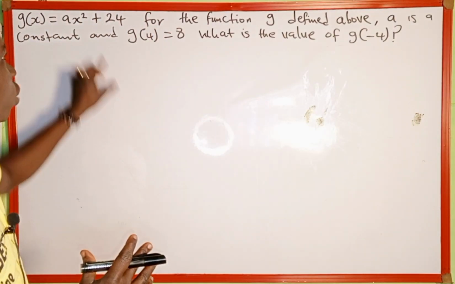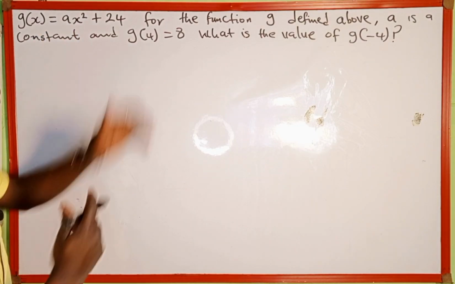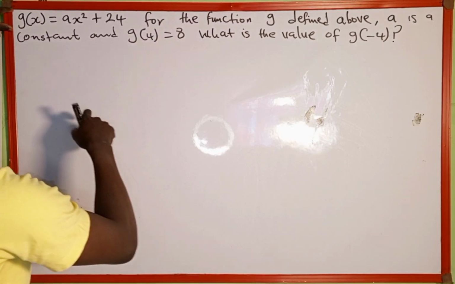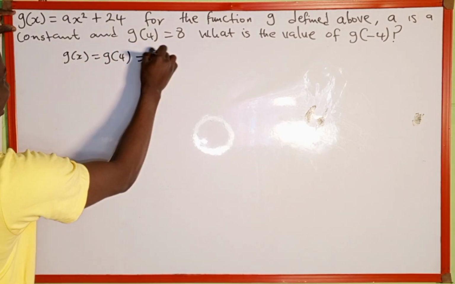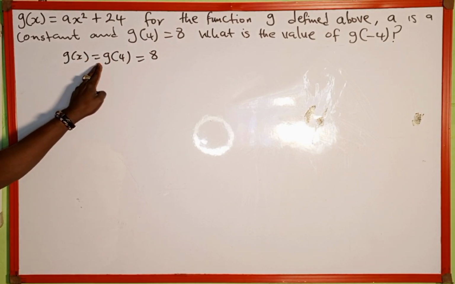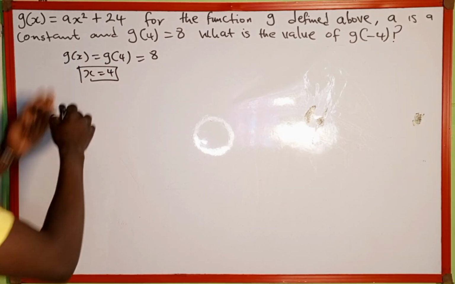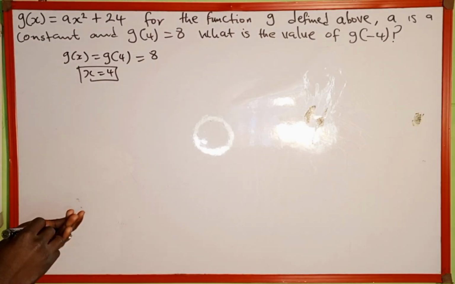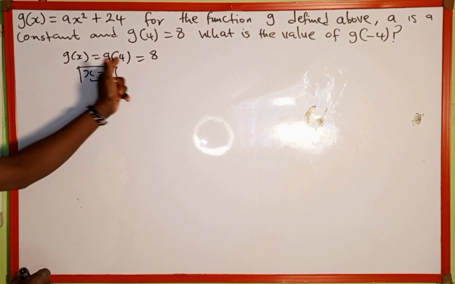The first thing we're going to do is to solve for the value of a here, which is a constant. To solve for the value of a, we are given that g of 4 is equal to 8. If g of 4 is equal to 8, that means g of x is the same as g of 4, and g of 4 is the same as 8. So if g of x is the same as g of 4, that means this x here is the same as 4. These are the two things we are going to use to solve for the value of the constant a from this function. What are we going to do? Anywhere we see g of x in this function, we are going to replace it with 8. Then anywhere we see x, we will replace it with 4.